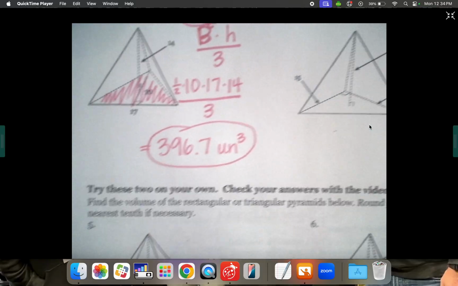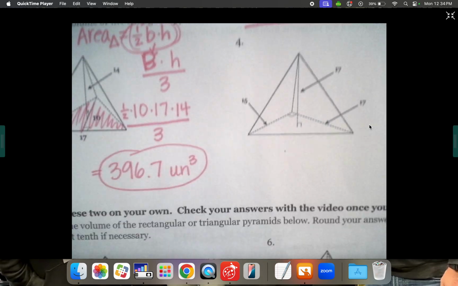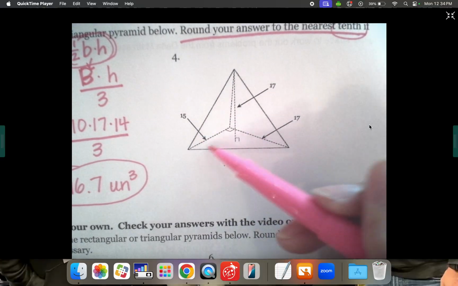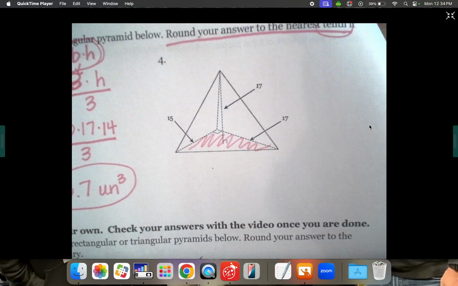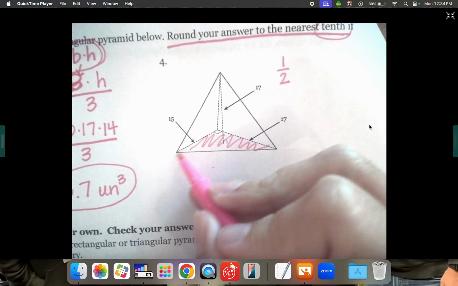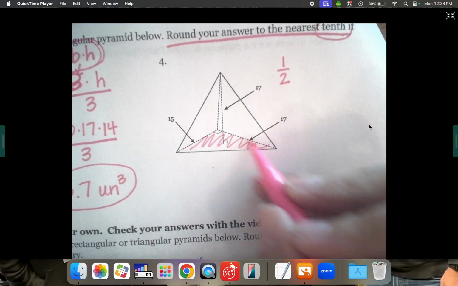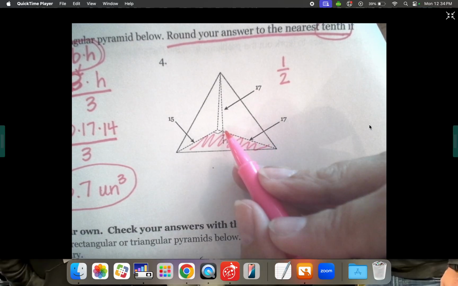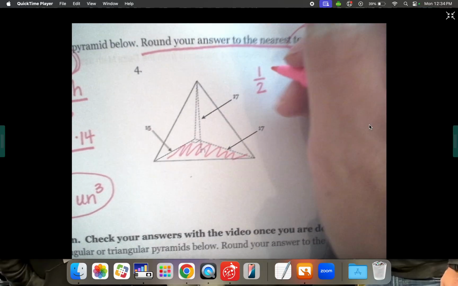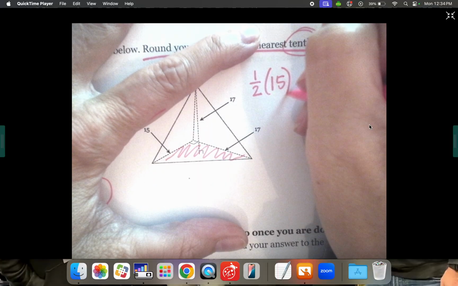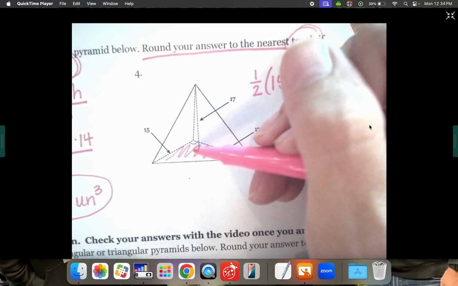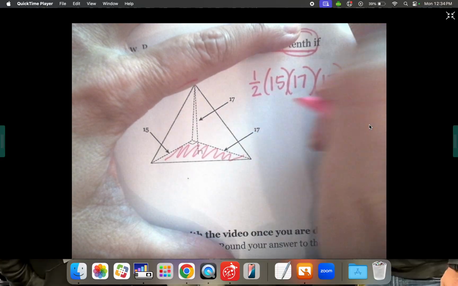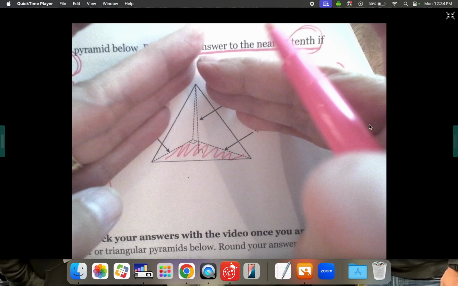Okay, let's do at least one more of those with the triangle base. I'm afraid you're going to get to that and forget about the half. Okay, so here's another triangle base. We have to do 1/2 the base times the height of the base triangle. So that's a 15 by, looks like it's pointing to this, which is 17. So 15 times 17, and then times the height of the whole pyramid, which is also 17. And then we'll divide the whole thing by 3 because it goes to a point.